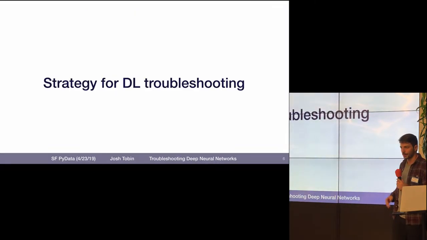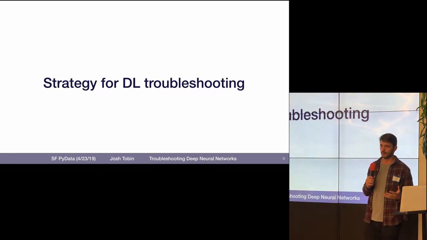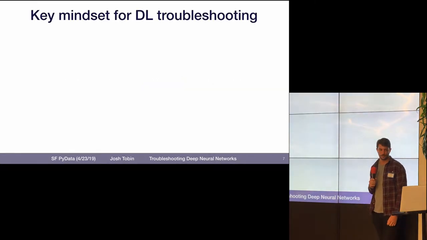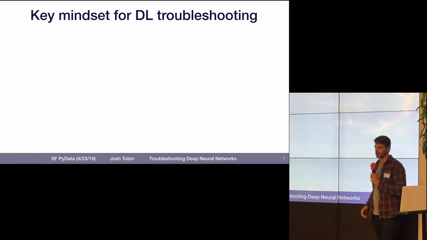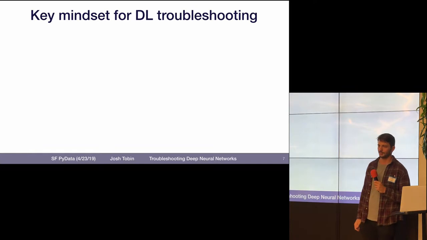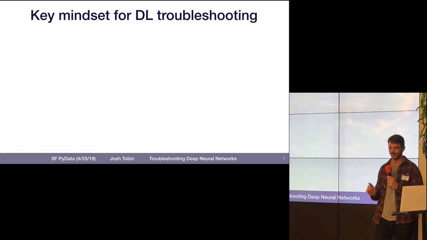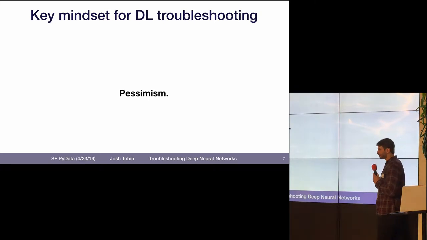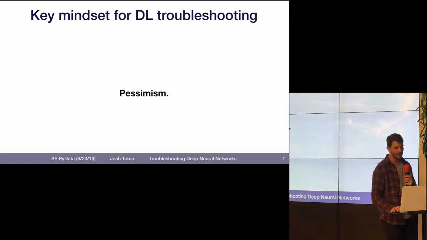The next thing I want to talk about is, what do we do about this? What's a strategy you can use to minimize these effects? I think the strategy starts with the mindset. There's one mindset that's really important to have when you're troubleshooting deep learning models. Any ideas what that might be? Stubbornness. That's very, very close. I kind of wish I'd said that, but pessimism. It's very important to be pessimistic when you're troubleshooting.